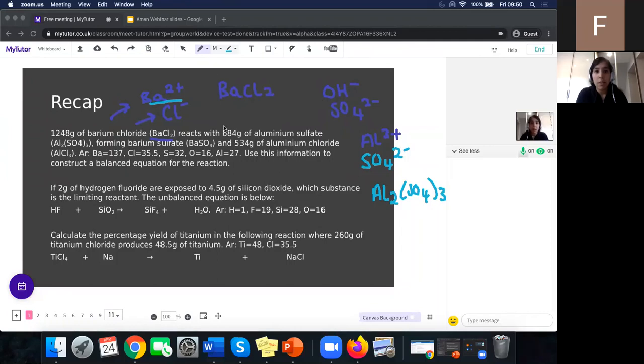Hello, sorry, so I asked, does anyone know from Wednesday how we construct a balanced equation for this reaction? So we've got barium chloride reacting with aluminium sulfate, forming barium sulfate and aluminium chloride. We need to form a balanced equation. How do we do that?